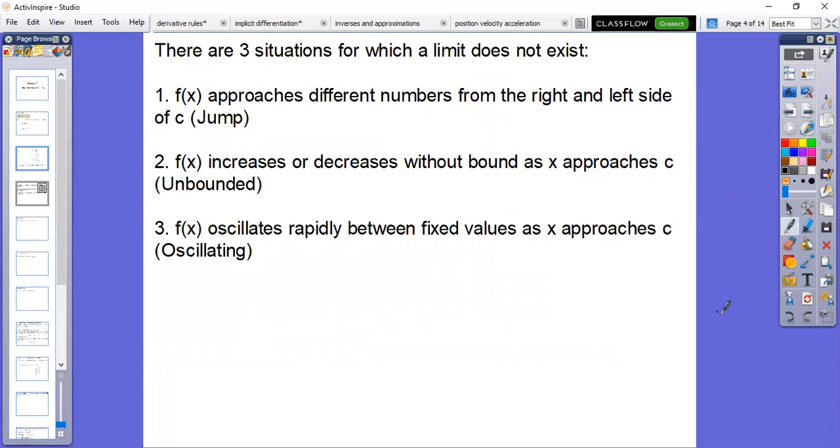So there are 3 situations where a limit doesn't exist, and I'm going to show you examples of what each one of these looks like. The first one is that if f of x approaches different numbers from the right and the left, that's called a jump discontinuity. If f of x increases or decreases without bound as x approaches c, that's when the function is unbounded. What that's going to look like is a vertical asymptote on the graph. The third is when f of x oscillates rapidly. I'm going to show you an example where f of x oscillates rapidly around a specific x value.